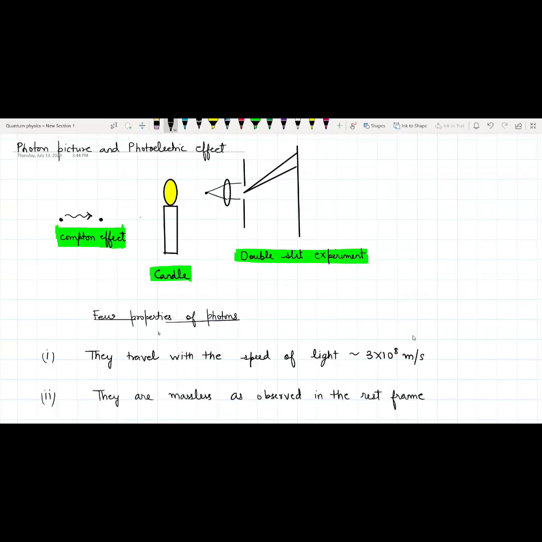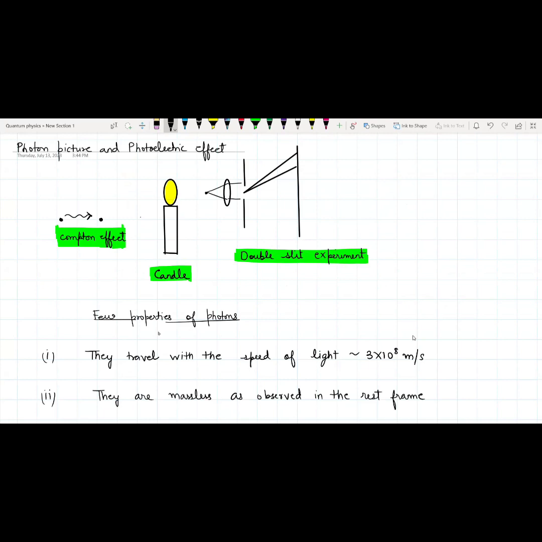My name is Aryan, and in this presentation, I'm going to talk a little bit about the photon picture of light, and then later on, I'm going to talk about one of the most fundamental experiments of quantum physics, that is the photoelectric effect.